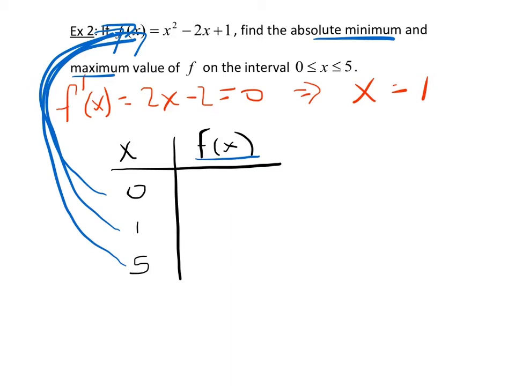All right, if I plug in a 0, I get a 1. If I plug in a 1, I have 1 minus 2 plus 1, that's a 0. And if I plug in a 5, I get 25 minus 10 plus 1, which is 11. So x equals 1 is the absolute minimum, and x equals 5 is the absolute maximum.